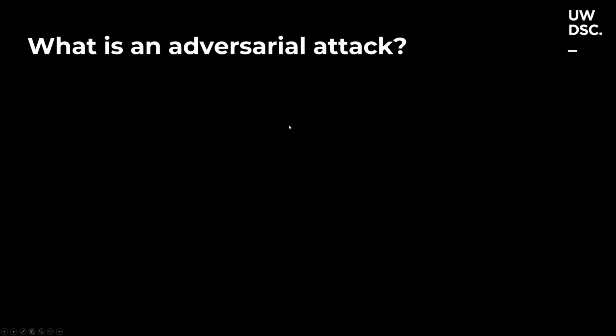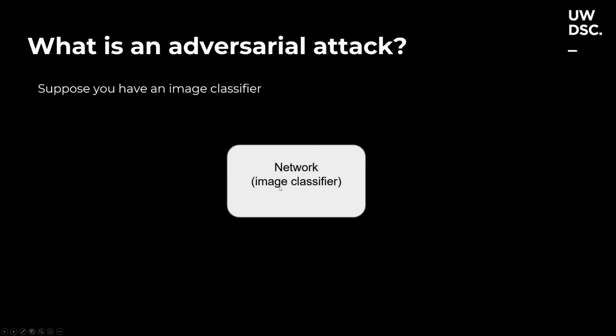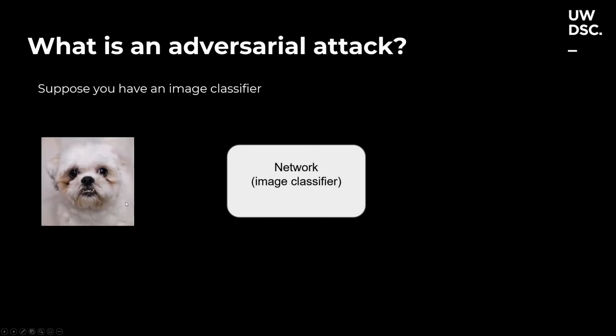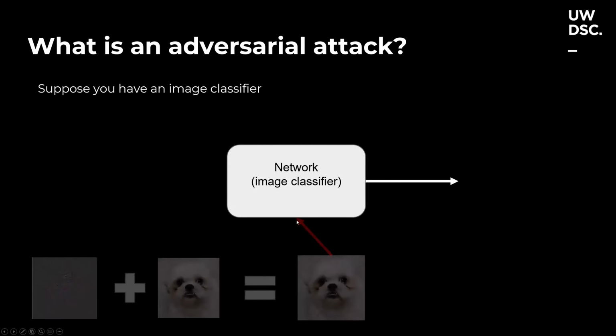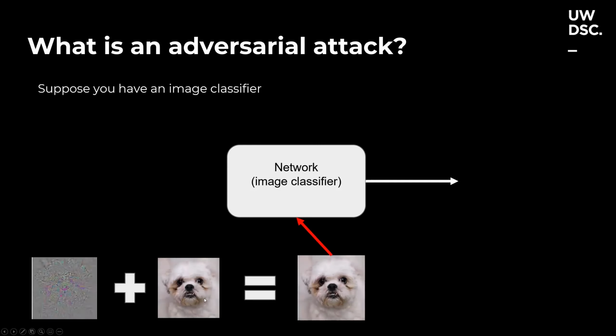So what is an adversarial attack? Suppose we have an image classifier that tells you if an input image is a cat or a dog. Let's say it's a network, and we give an image, like a dog image, to the network, and unsurprisingly, it gives us a dog as the model's prediction. However, let's say we add some noise to the dog image and feed it into the network, it gives us something else, which is unexpected.